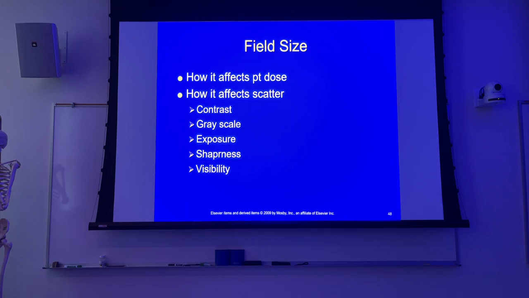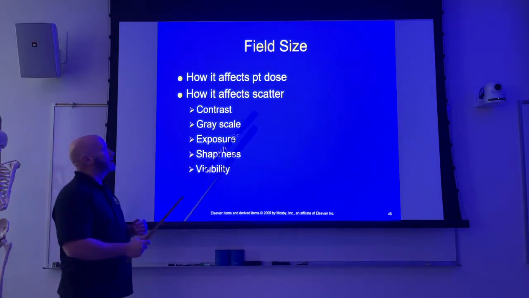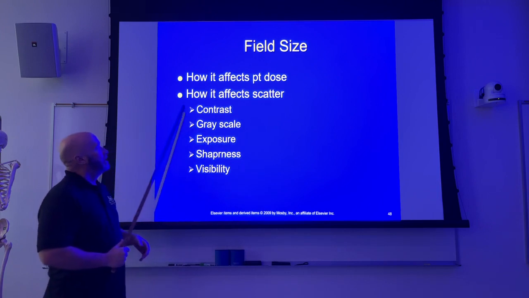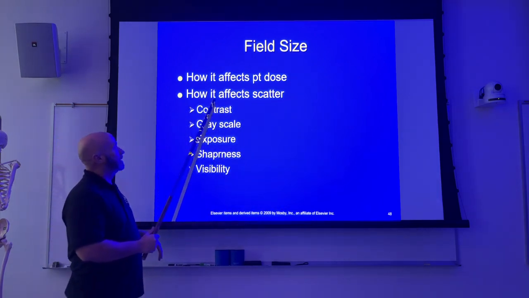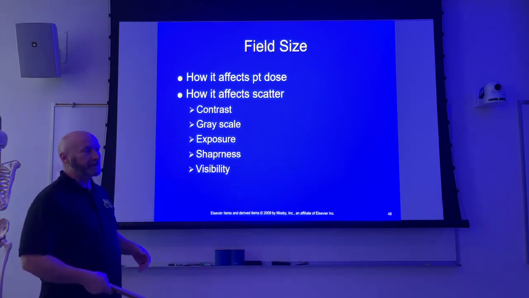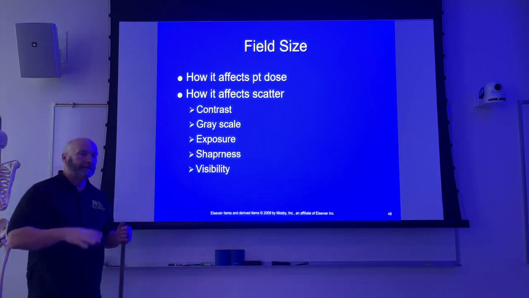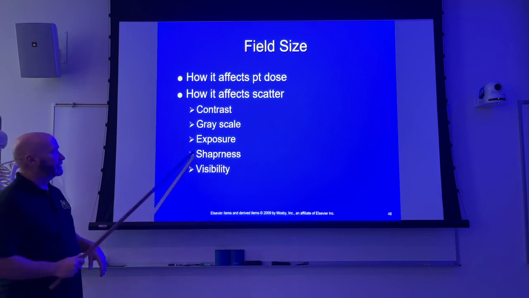So how does it affect patient dose? As collimation increases, again, increased collimation means a smaller field size. So as we increase collimation, your patient dose is naturally going to go down. Also, since you expose less tissue, as you increase collimation, you're going to decrease the amount of scatter that you create. Again, back to contrast, maybe. Contrast and grayscale, both, not so much.